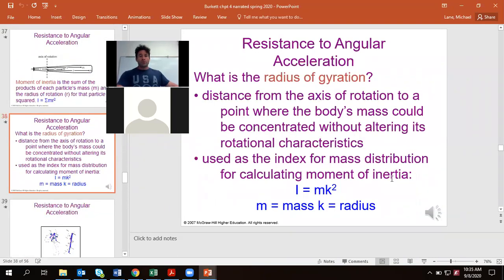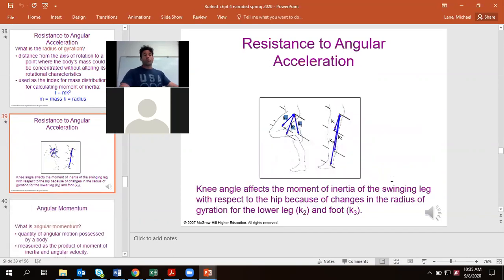Now, we then have what's known as the radius of gyration. Okay? This is the distance from the axis of rotation, the point of where the body mass could be concentrated. So where we're going to see the overall mass of it. This gives us an idea for the inertia that we have to overcome to get that to move. So the inertia equals the mass times the radius squared, and the radius here is going to be represented by the letter K.